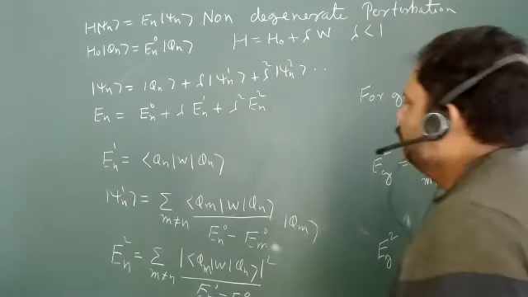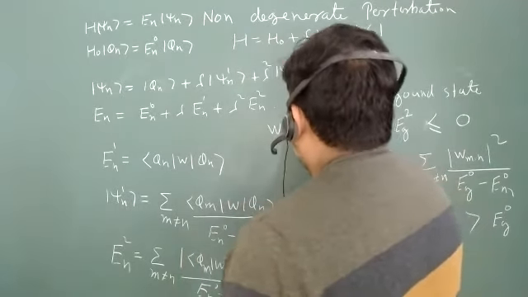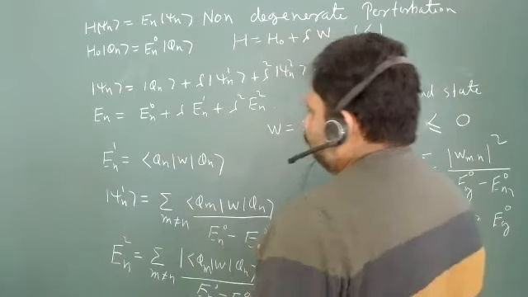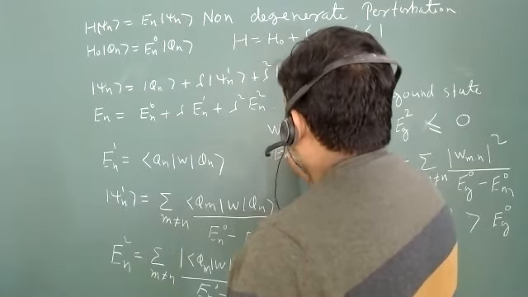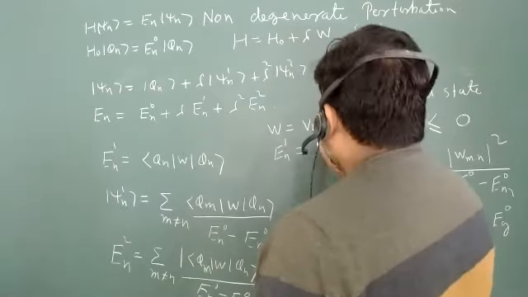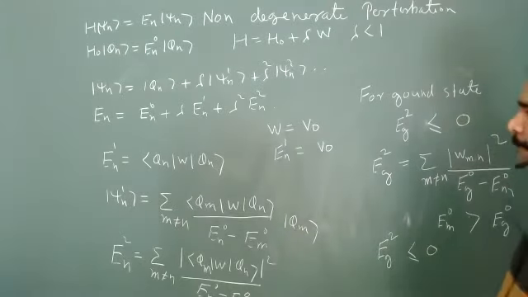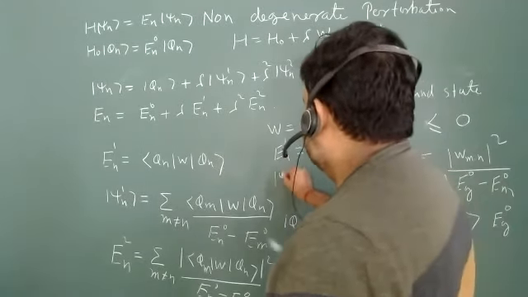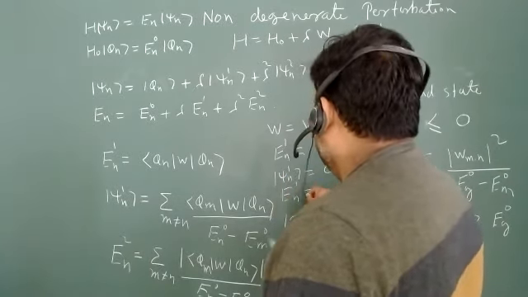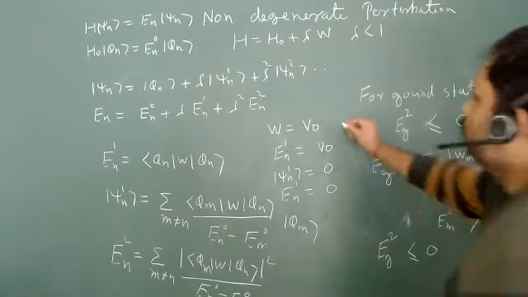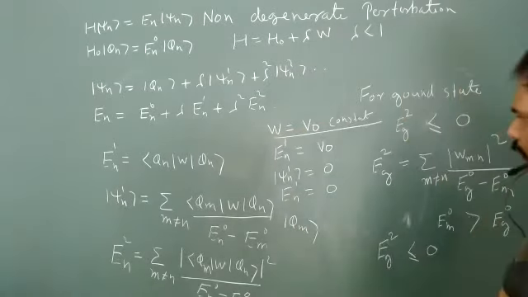Second observation: if W is a constant, let's say some constant value V0, then I can say En1 for any system is equal to V0. Are you comfortable? And psi n1 will be 0, and En2 will be 0, if W is a constant potential. Are you going to appreciate this?